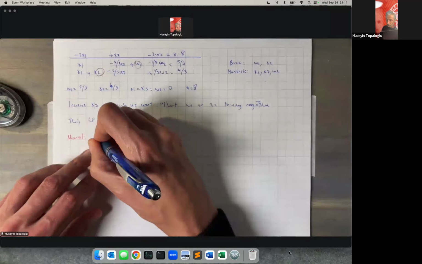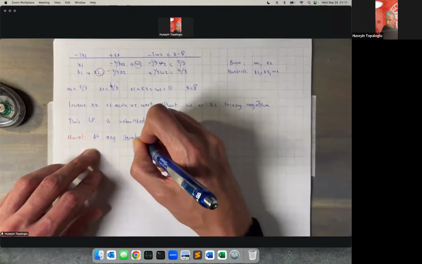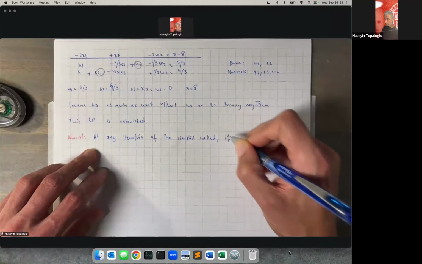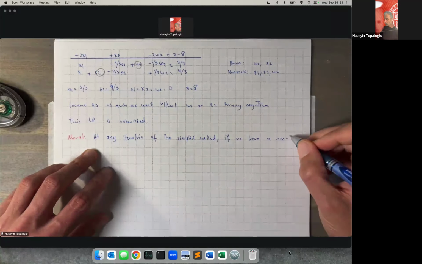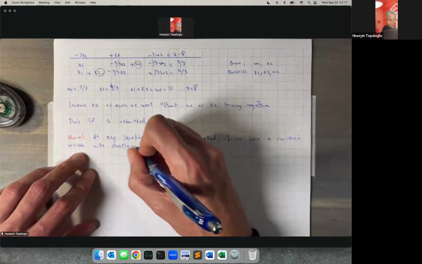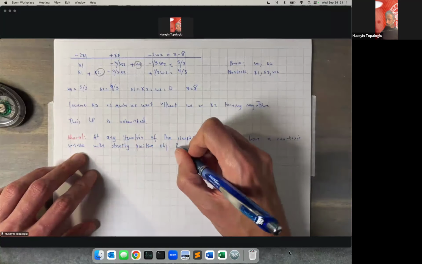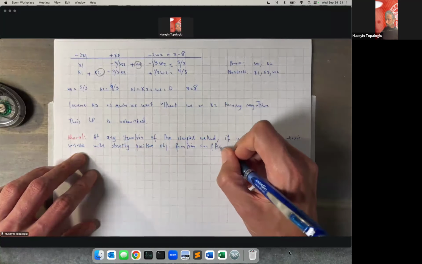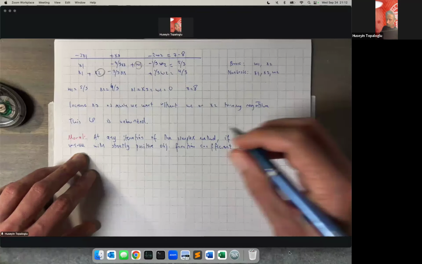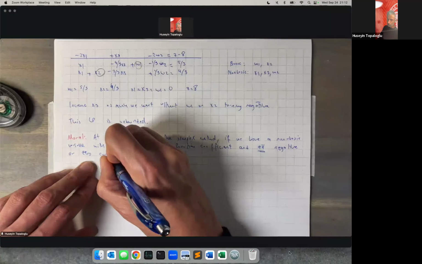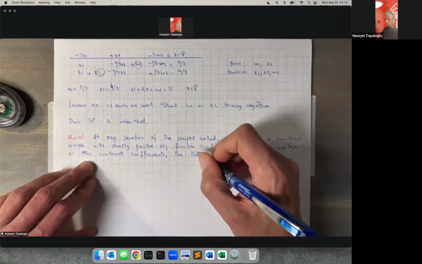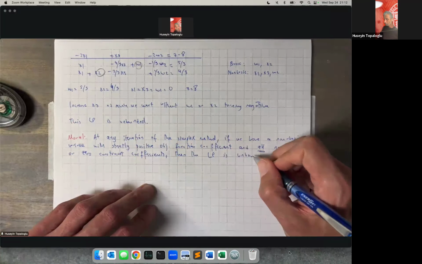Moral: at any iteration of the simplex method, if we have a non-basic variable with strictly positive objective function coefficient, and all negative or 0 constraint coefficients, then the LP is unbounded.